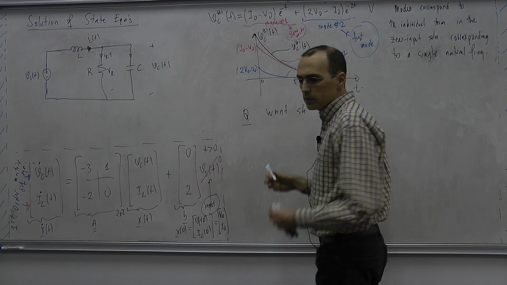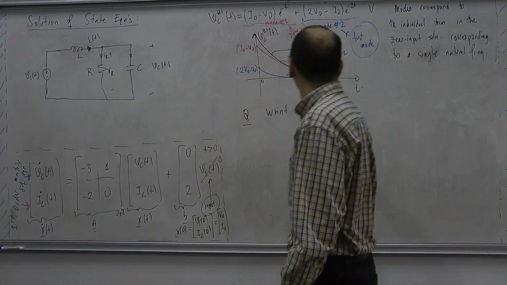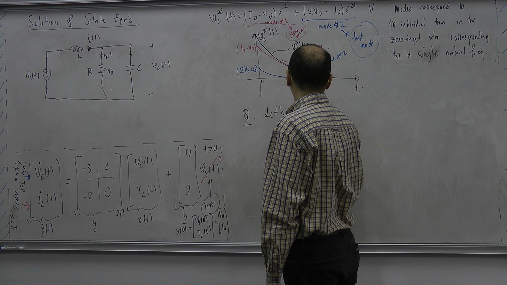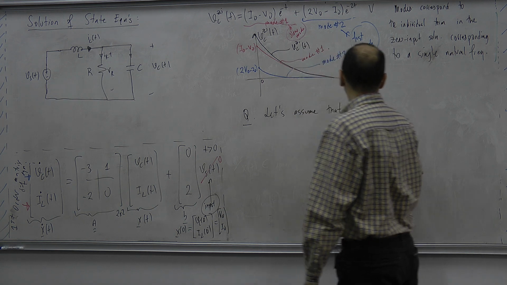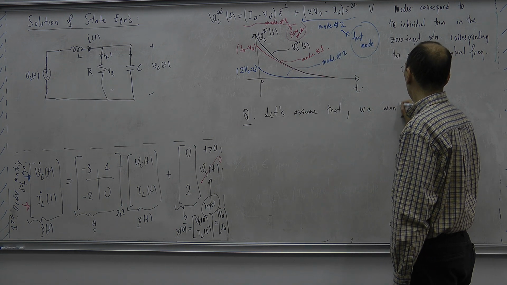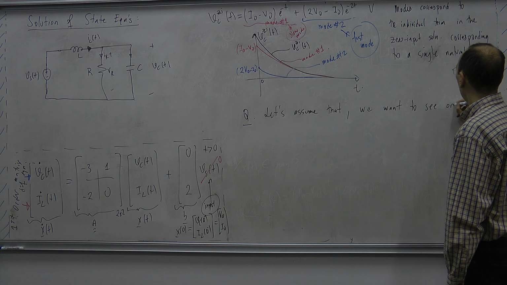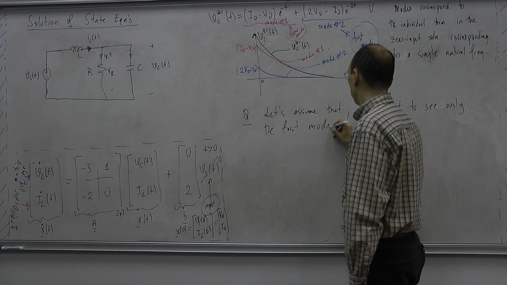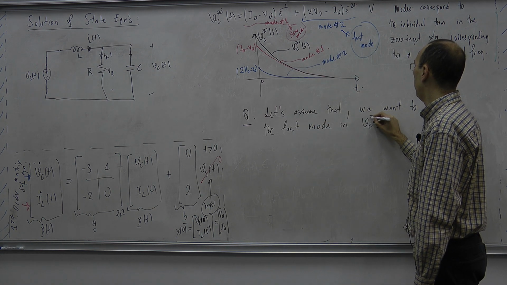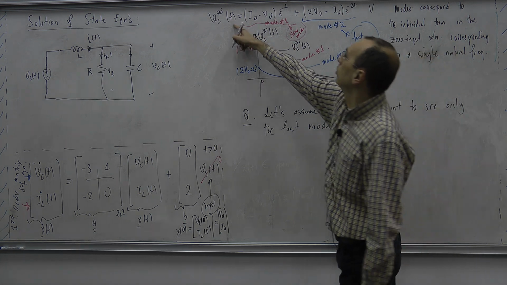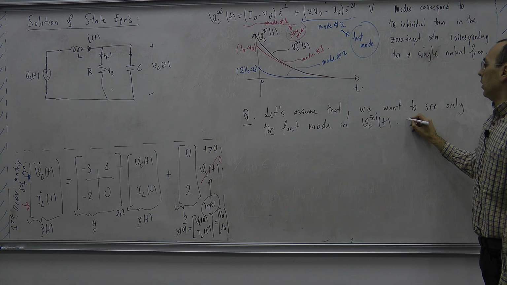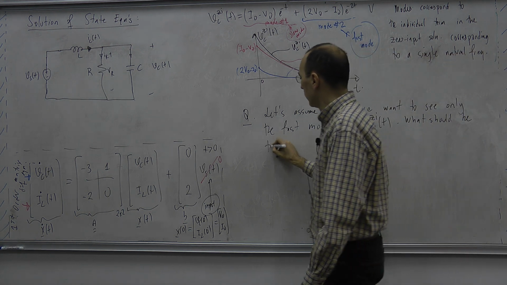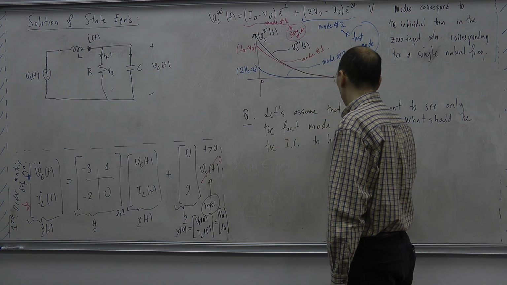What should be, let me write this differently. Let's assume that we want to see only the fast mode in the solution, in VCZI, zero input over here. What should be the initial conditions? What should be the initial conditions to have that?